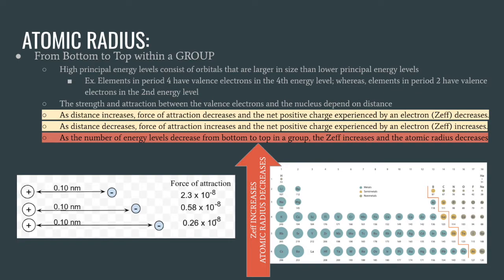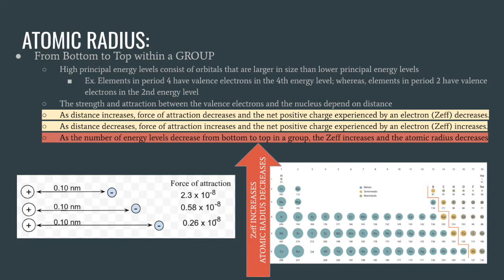So that means if I'm looking at elements closer to the bottom of the periodic table, they're going to have valence electrons that are further away from the nucleus. Therefore, their force of attraction is not going to be as much, their ZEFF is not going to be that much, and it's not going to be able to pull those electrons in. It's not as attracted. Therefore, those are going to have a larger radius.